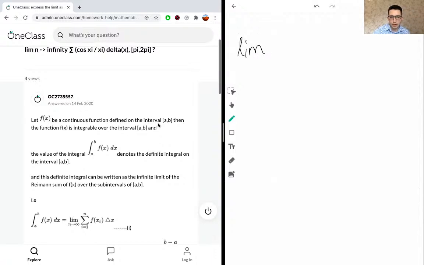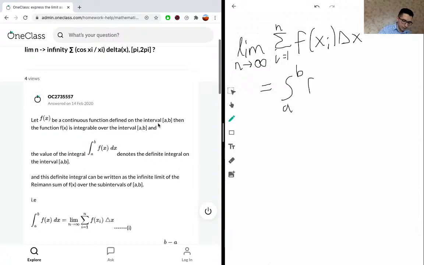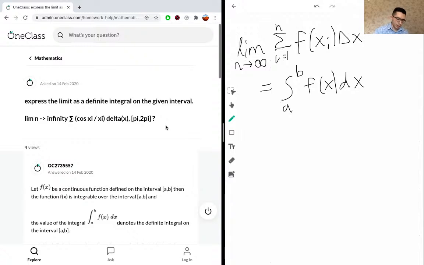We're essentially converting a Riemann sum into a definite integral, and we're trying to relate those two. So the general format for relating them is the limit as n tends to infinity, where the sum from i equals 1 to n of f at xi delta x is equal to the definite integral from a to b of f at x dx. So here we're given pi and 2 pi, so we know a to b is what we're defining, and here a is equal to pi and b is equal to 2 pi.